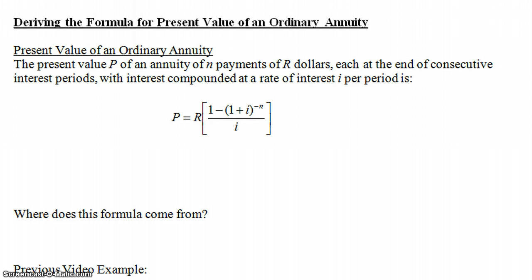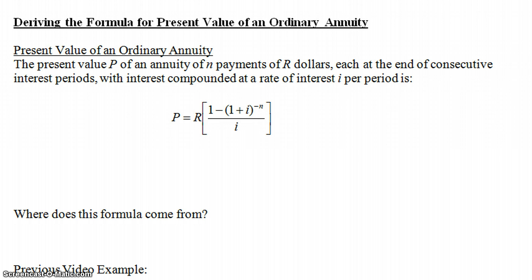In this video, we're going to be deriving the formula for the present value of an ordinary annuity. So in the last video, we presented the concept of present value of an annuity. In this video, I'm going to give you the formula, which I've written right here, and then also explain where that formula comes from. Okay, we'll be deriving this formula.